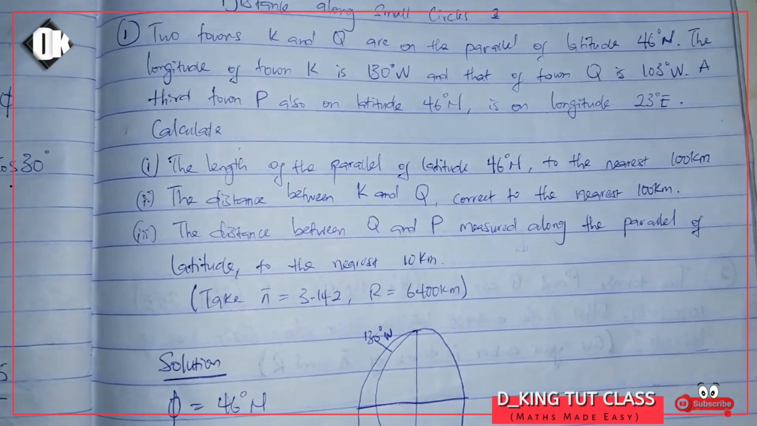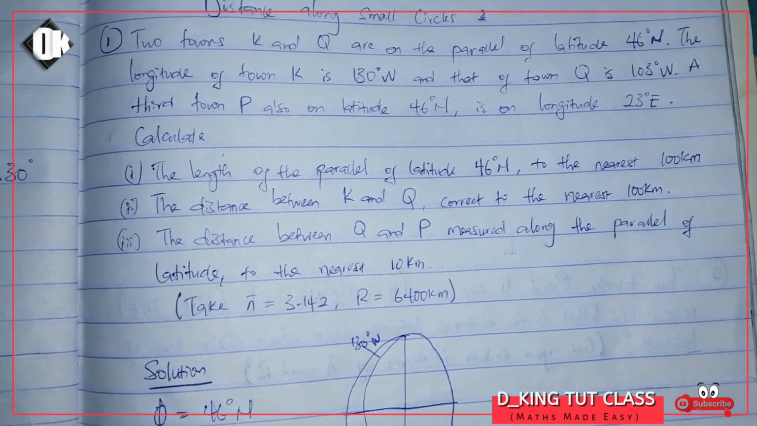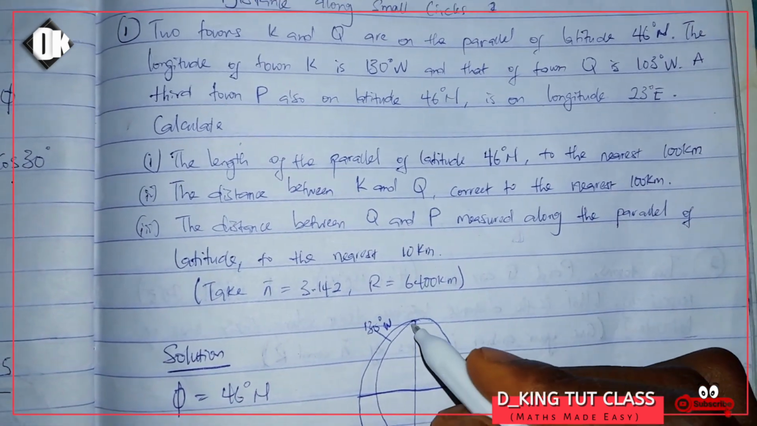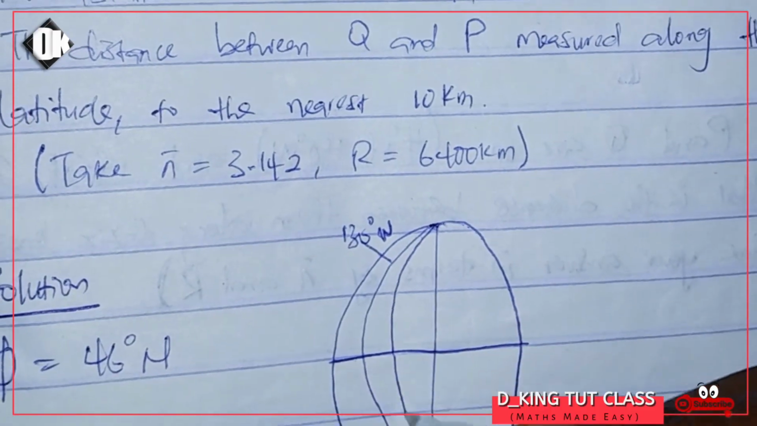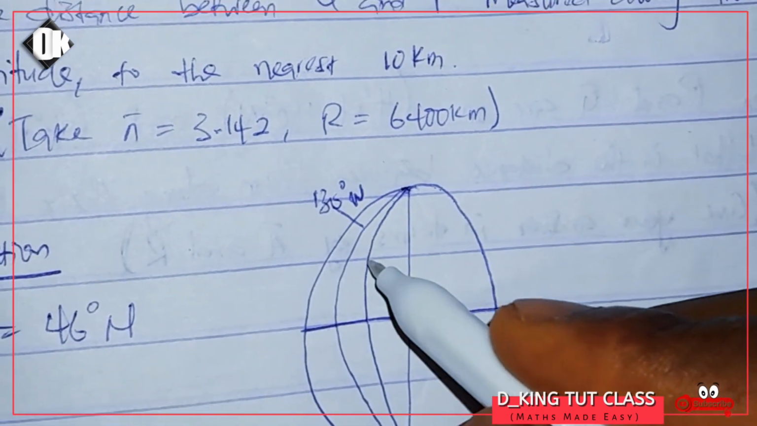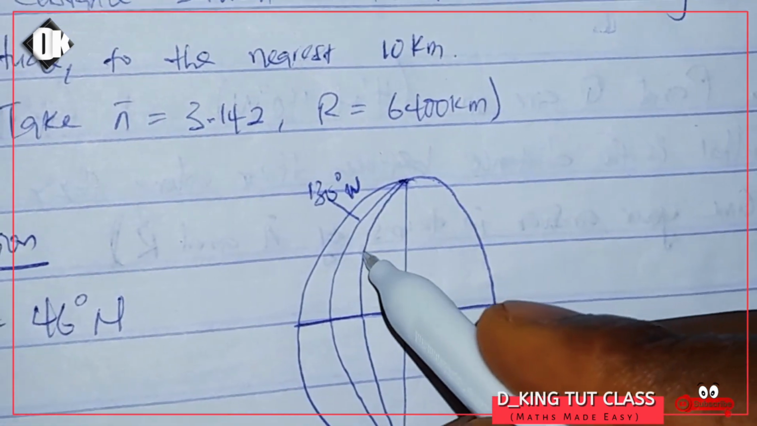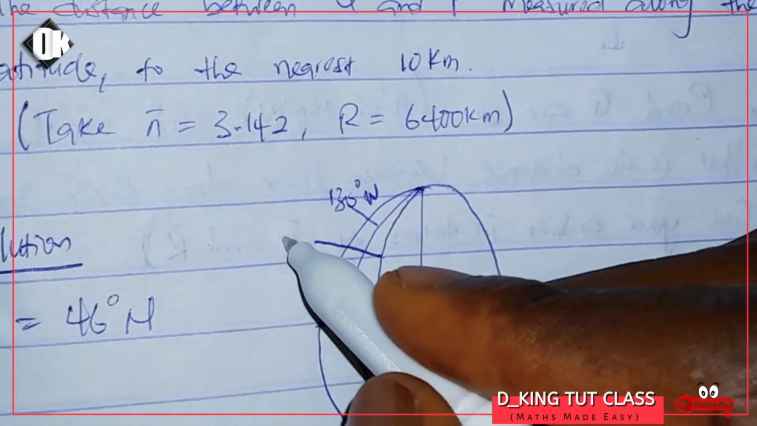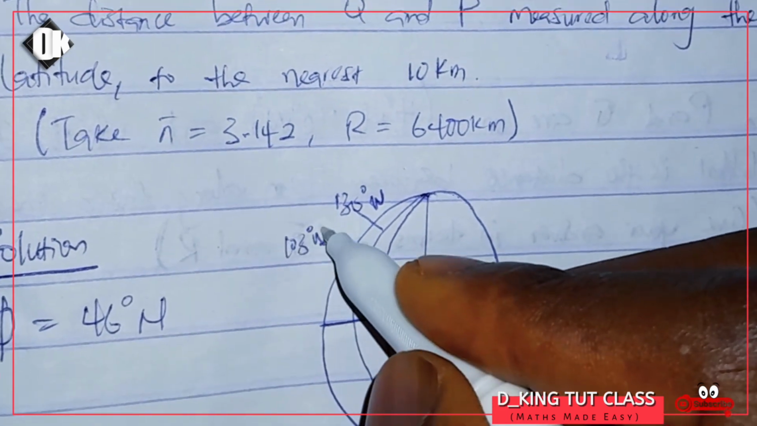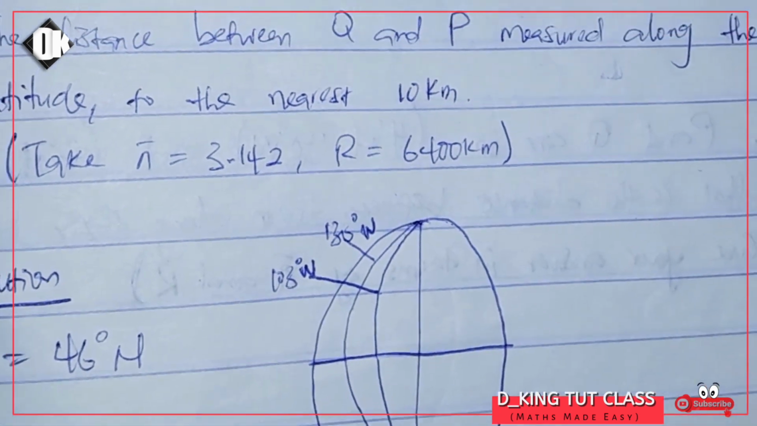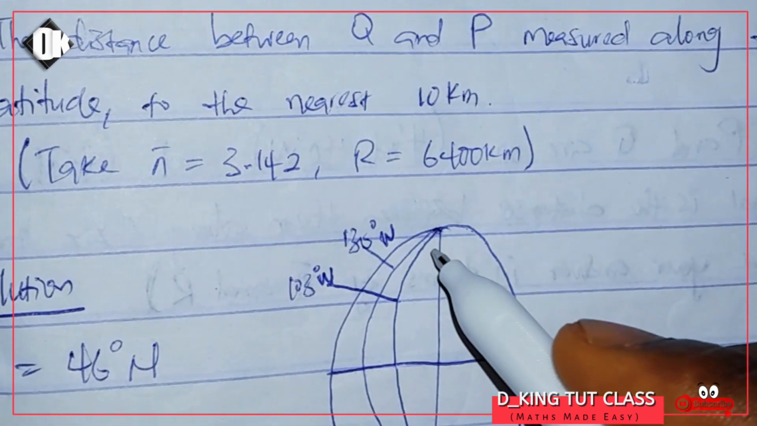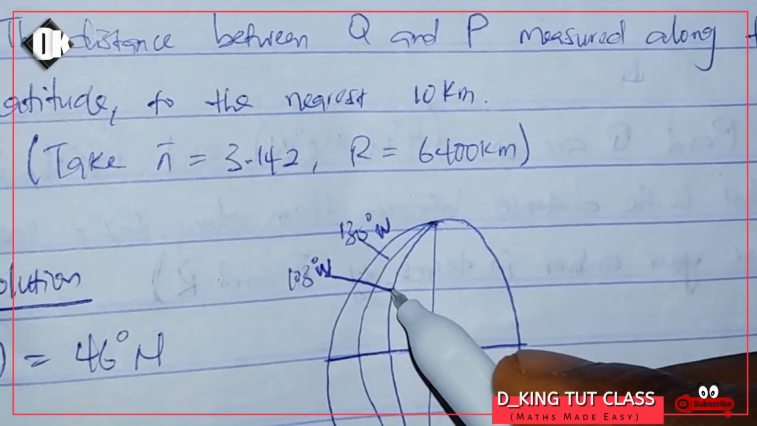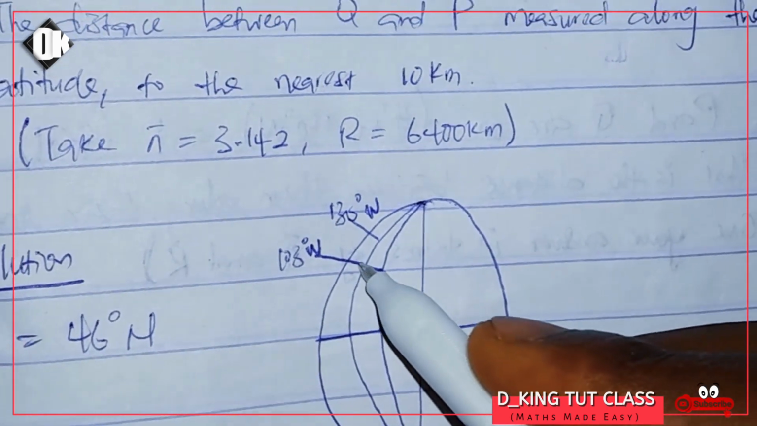Now, and then we have what also? We have 103 degrees west. So assuming it's also going to be in this place. Now, notice that this is more than 90 already, but this is still in the direction of west. So this is 103 degrees west. Now, this is my Q, this is my K.